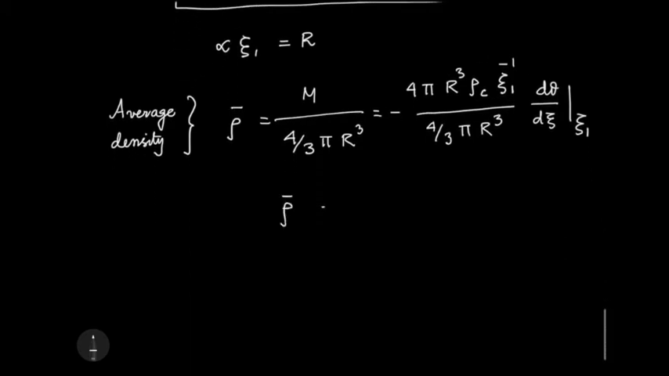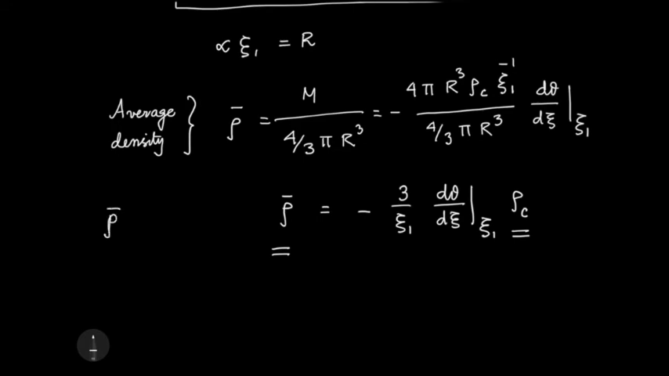So see, what I get is rho bar is, r cube etc. cancels out. Xi1, remember, is a dimensionless number. So this is just 3 by xi1 and d theta d xi evaluated at xi1, that's also a dimensionless number, times rho c. So rho bar is directly proportional to rho c for this polytropic case. So that is the conclusion from the calculation of rho bar.